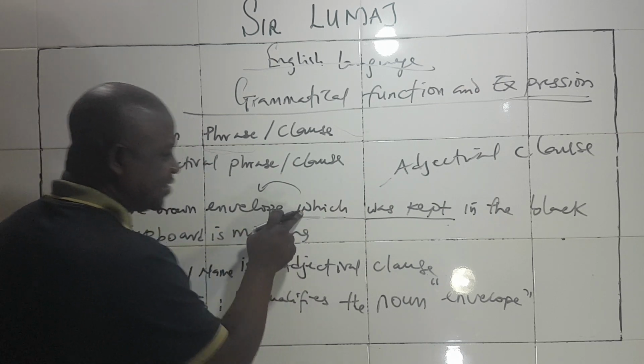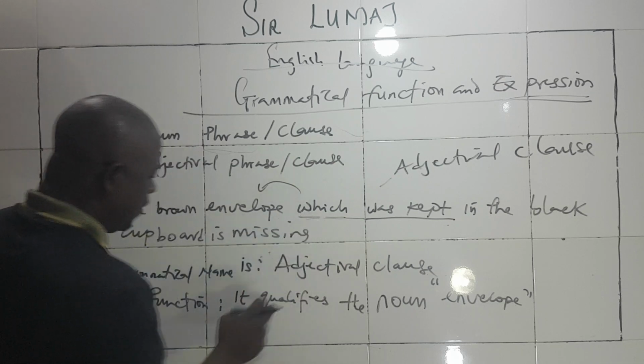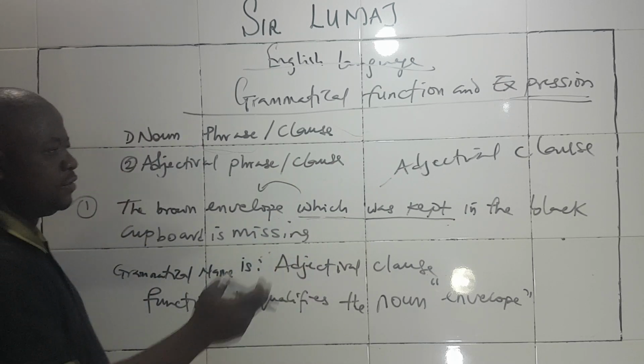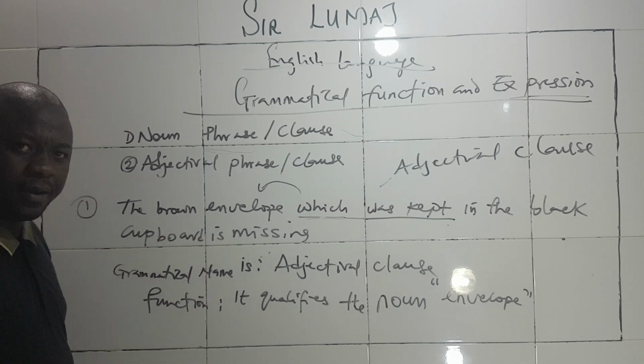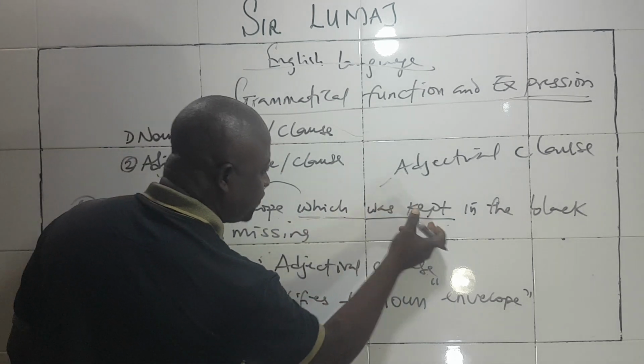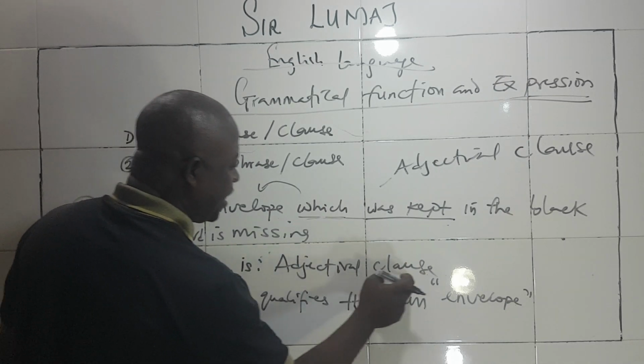Grammatical name. Once you see things like which, whose, and the likes, you have known how to be what? Adjectival. Then check the underlying word if it has a verb. If it does not have a verb, it's a phrase. Like this one now, this one has a verb. It's what? A clause. So it becomes an adjectival clause.